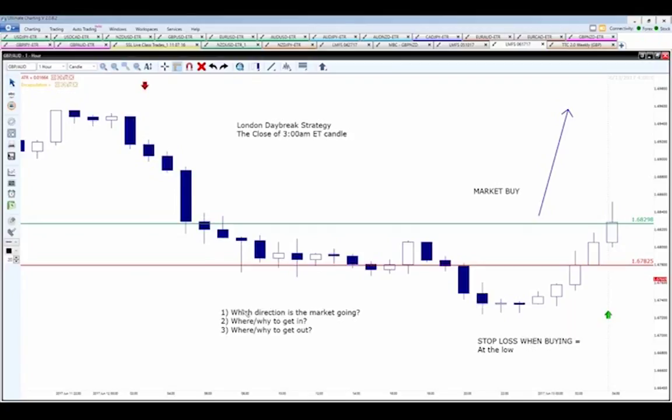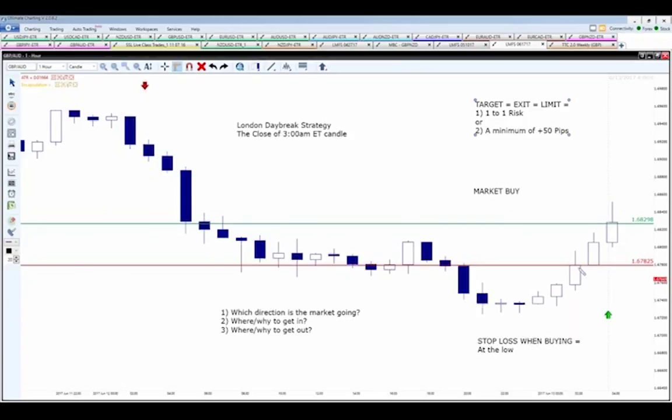Now, the next thing we need to know is we determine which direction we believe the market's going. We determine where and why to get in. We need to figure out where and why to get out. If you remember, let me delete these. And there we go. Our target to get out of this market, which is also called our exit or our limit, is going to be one of 2 different things. It's either going to be a 1-to-1 risk ratio, or number 2, a minimum of 50 pips. Why 50 pips? Because we're looking for this market to move at least 50 pips in that direction.